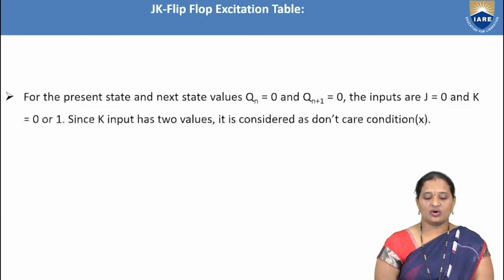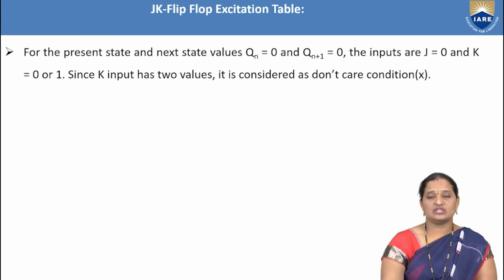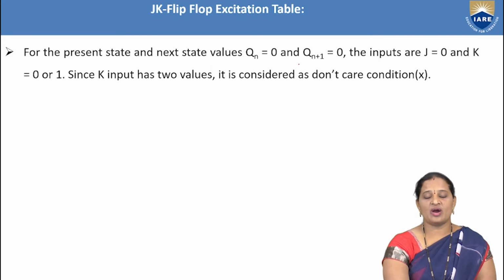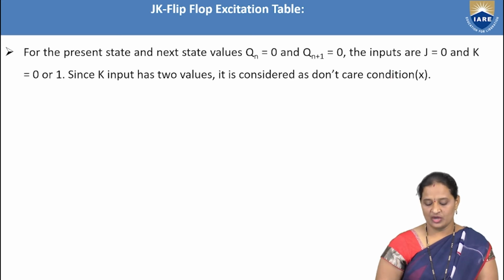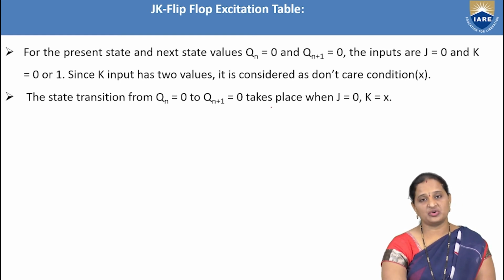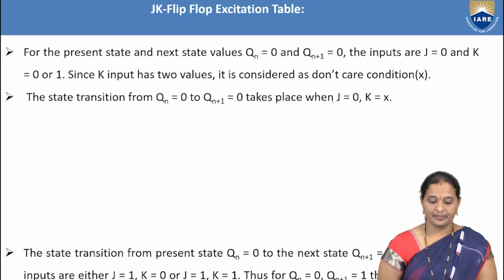Next up, coming to the summary points here. In order to have a transition from present state to the next state, such as 0 to 0, we need to apply the inputs to the JK flip-flop such that j must be considered as 0 and k must be don't care. So that is 0, don't care. Next up, in order to have a transition from 0 to 0, the values of j and k must be 0, don't care.